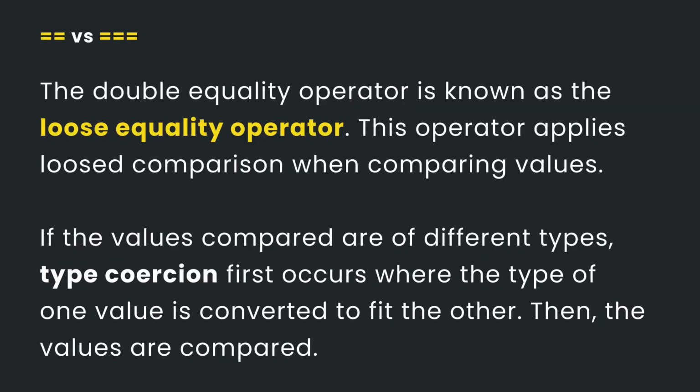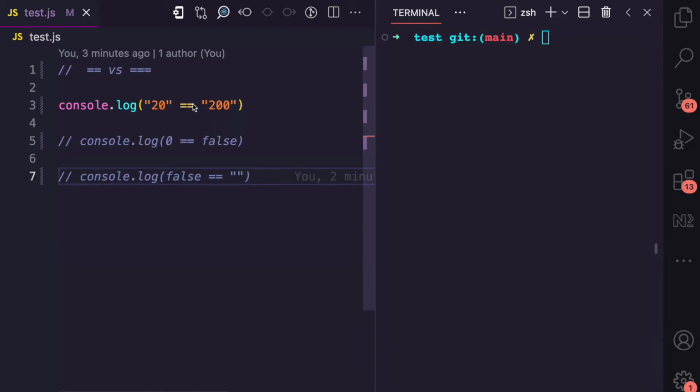And after type coercion, if the values are the same, then the double equality operator would return true, but if the values are not the same, it's going to return false. And I'll explain what I mean here with this example. So here we have a string of 20, and let's say here we have a number 20. Now this is a string, this is a number. We're using the double equality operator.